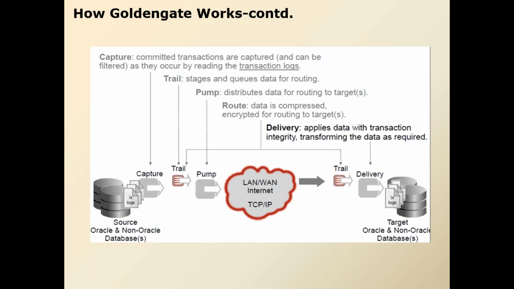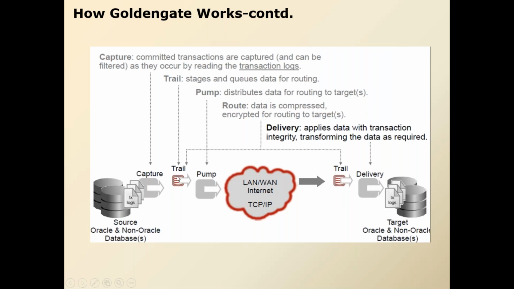We always say GoldenGate is a real-time replication tool. So how does GoldenGate ensure that it's a real-time data replication tool? The reason for it is it doesn't send the trail file over the TCP/IP network. So you see the pump process is sending the data from the trail file.